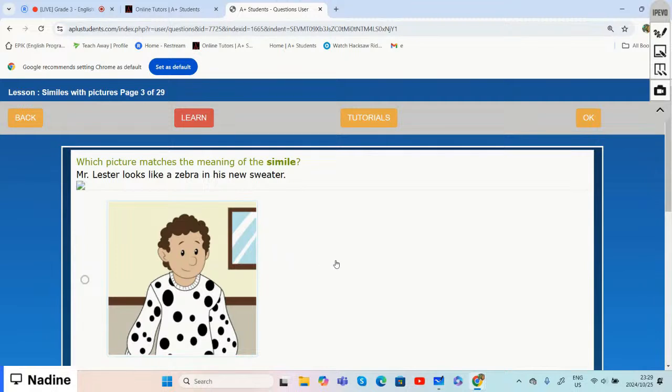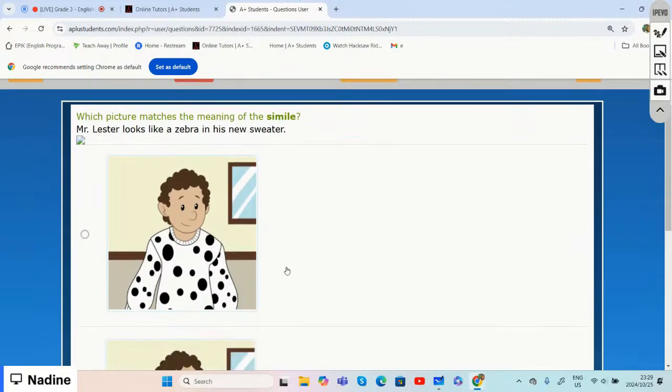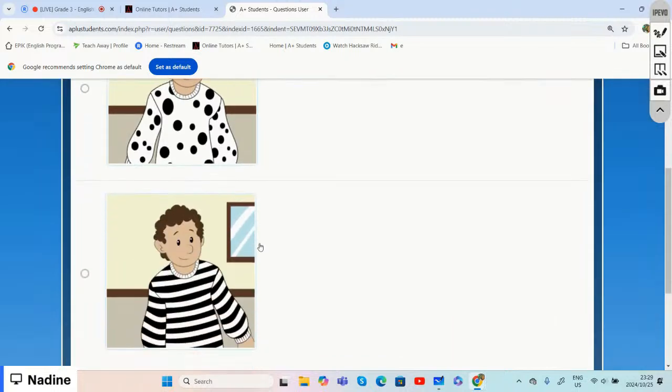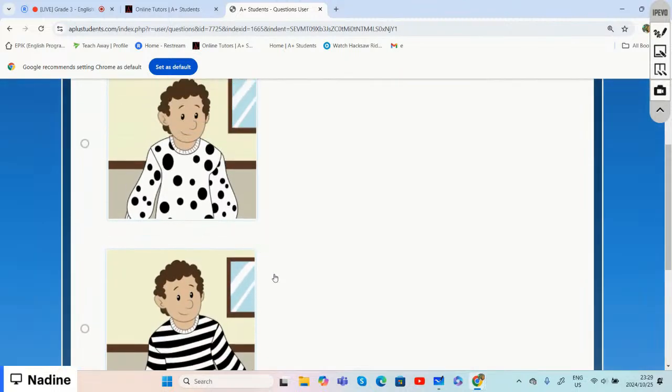The next one says Mr. Lester looks like a zebra in his new sweater. He looks like a zebra in his new t-shirt. Which t-shirt makes him look like a zebra? The first picture with the polka dots or the second picture with the stripes? That makes him look like a zebra.